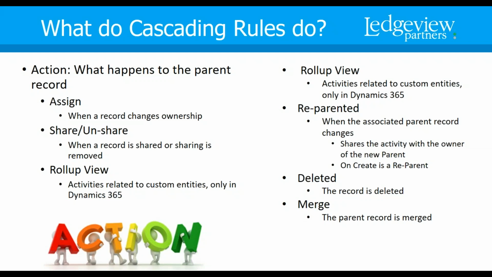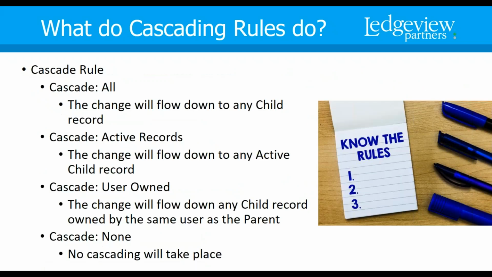Deleted, when a record is deleted. Merge, parent record is merged. Those are just the actions. Off of those actions are rules. These are your various rules. Cascade all, cascade active, cascade user owned, and cascade none. Cascade all just simply means, hey, it's going to happen no matter what. Set up cascade all, it's going to happen. Change will flow down to any child record.